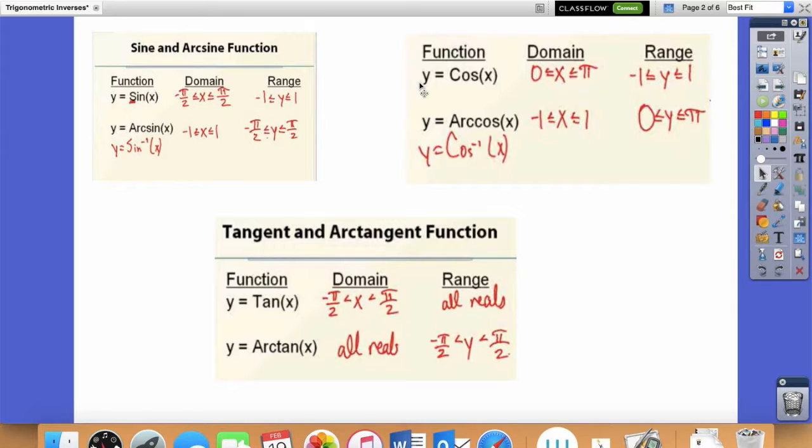With cosine and arccosine, we're going to want to be dealing with values between 0 and pi on the unit circle. And then tangent, we're going to be looking again from negative pi over 2 to pi over 2. So if you need to, pause the video and write down those ranges that we're going to use for each one of the functions.